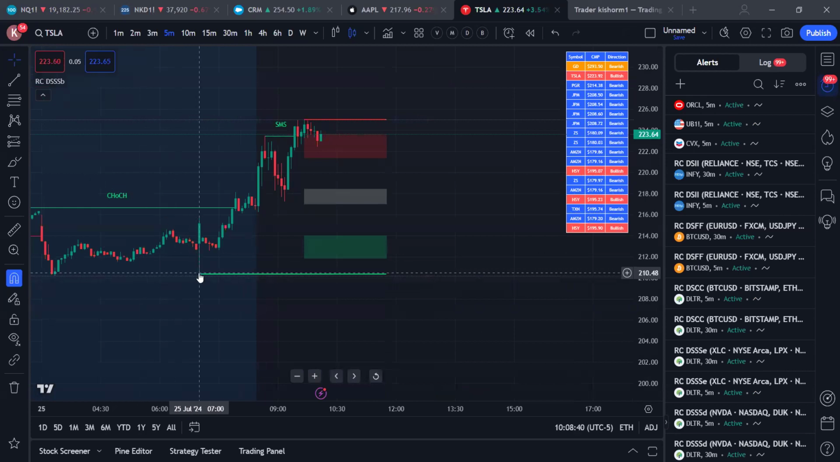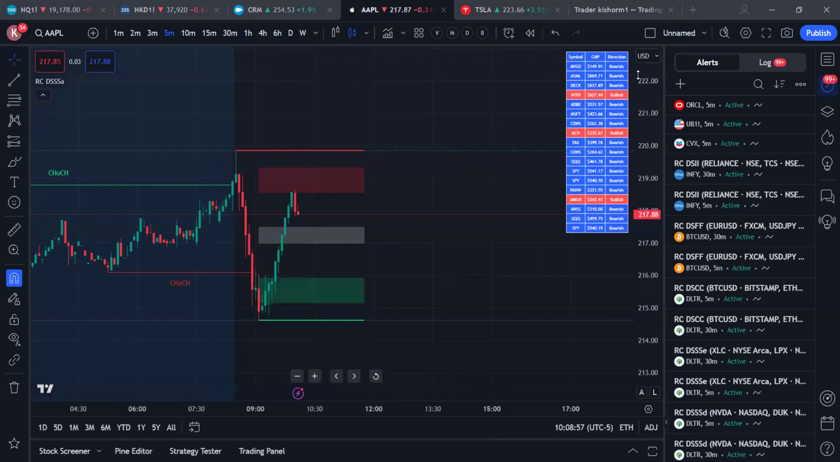So Tesla came to the bottom, right? It is a bullish ticker. Came to the bottom, touched the support, went all the way to the top. May see a drop on Tesla. This one, Apple came to the bottom, went to the premium area. You may see a drop.